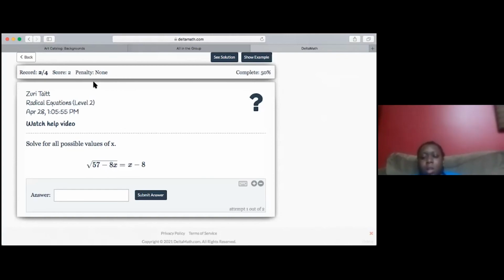Let's just double check, though. Let me double check this, because at 57 minus 8 times 7 is 56. So 57 minus 56 is 1 under the square root, which is 1. And then you plug in 7. 7 is going into x. So 7 minus 8 is negative 1, so that doesn't work. And then you have 57 minus 8, which is 49. The square root of 49 is 7. But you have 1 minus 8, which is minus 7. So none of them are solutions. Yeah. So I would say no solution.